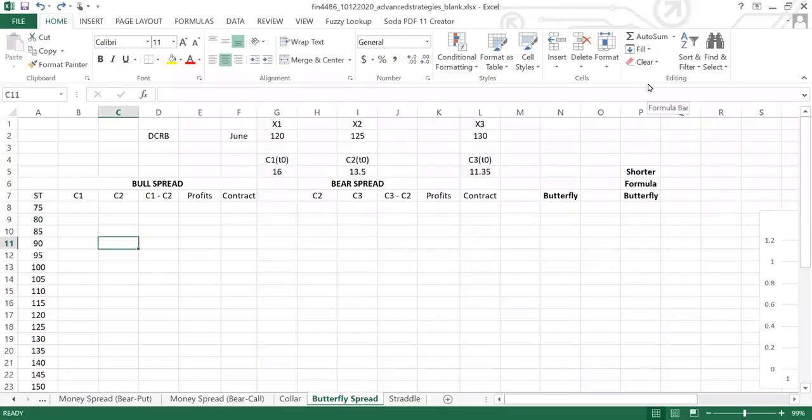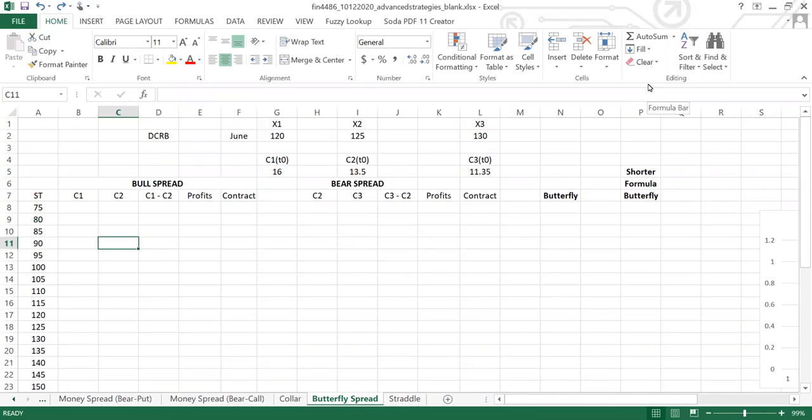Hi to all. In this video, we will cover the butterfly spread. We have already seen what the straddle is, and we will see what the straddle is, but first, we will look at the butterfly.